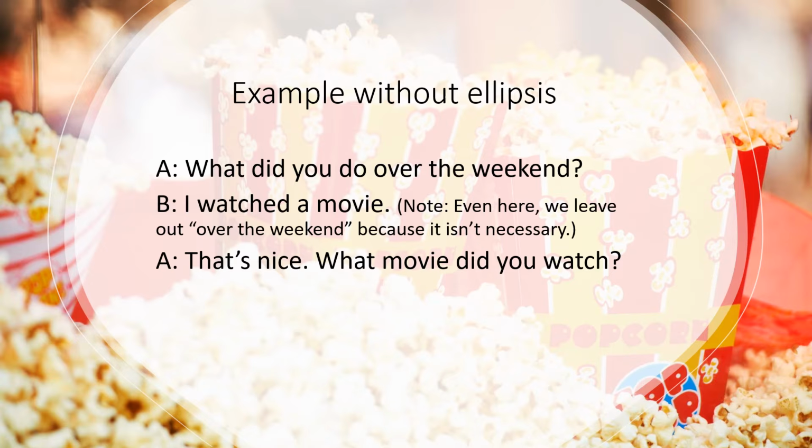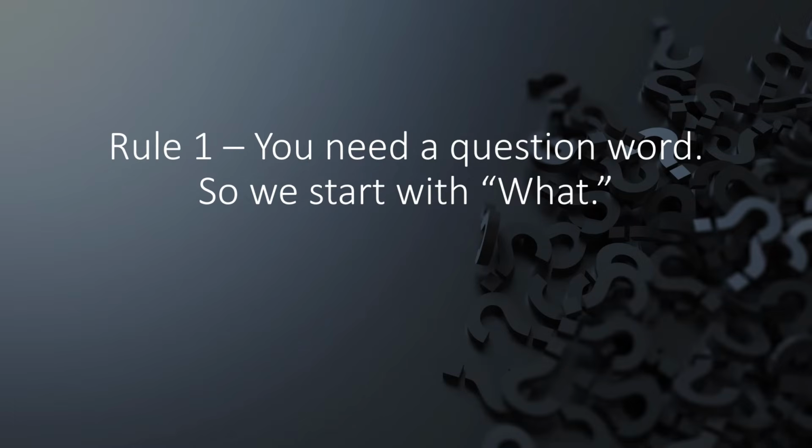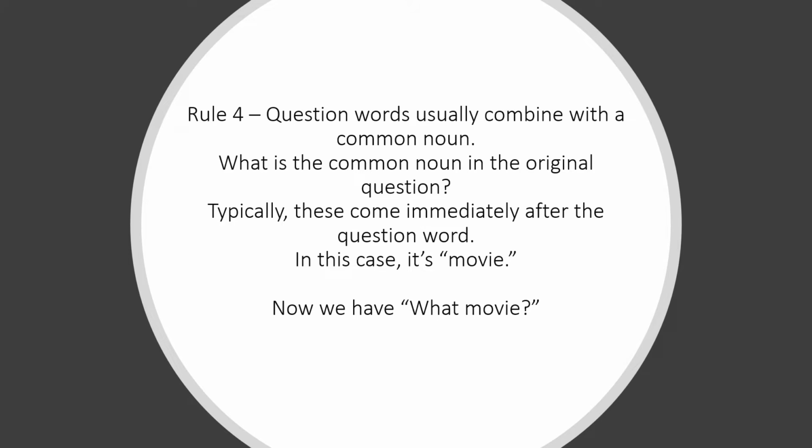That's nice. What movie did you watch? Now, before going further, can you try to figure out how we might shorten the follow-up question, what movie did you watch? So, rule 1, you need a question word. So we start with what. Rule 2, we can't take more than 3 words from the full question, so we need a maximum of 2 more words. Rule 4, question words usually combine with a common noun.